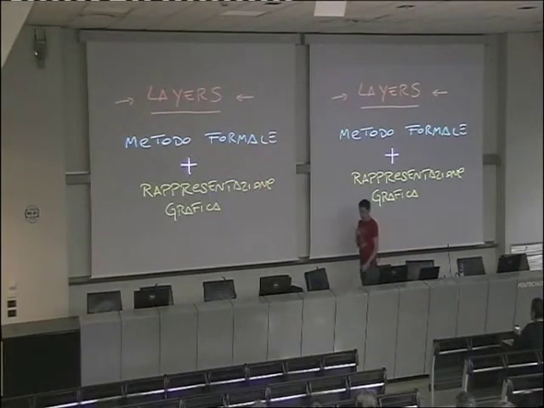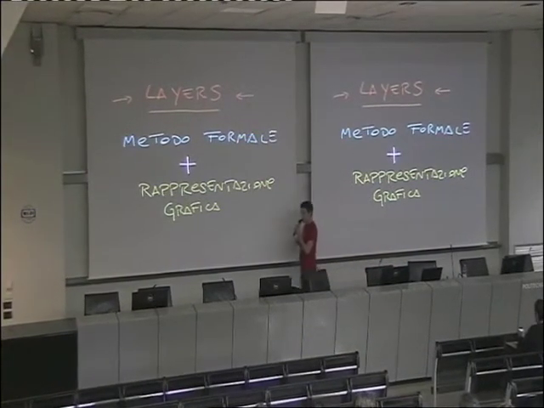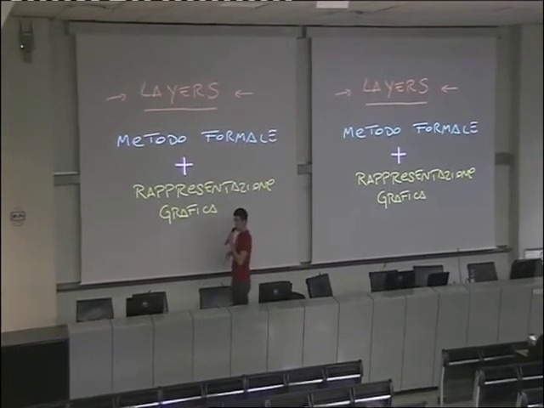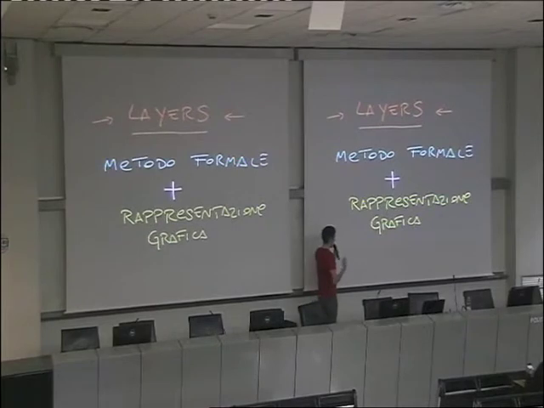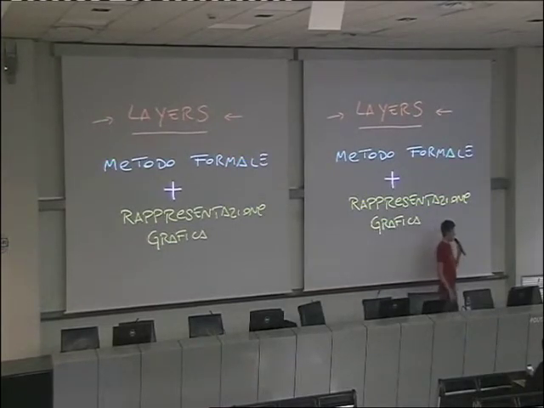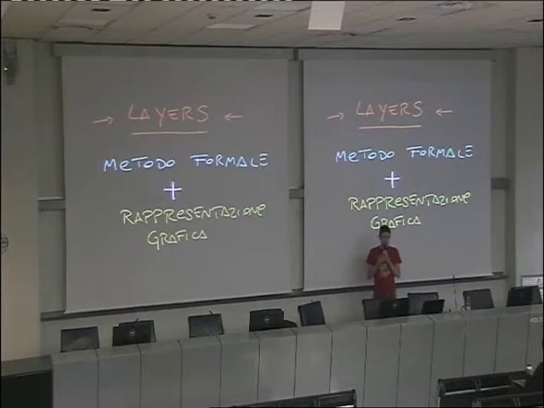So layers, it's a formal method, a method that can be used for analysis. And it can also be used as a graphical representation. Why is it important that it has to be graphical? Because if it's graphical, it's easier to read and to share your results with other people.